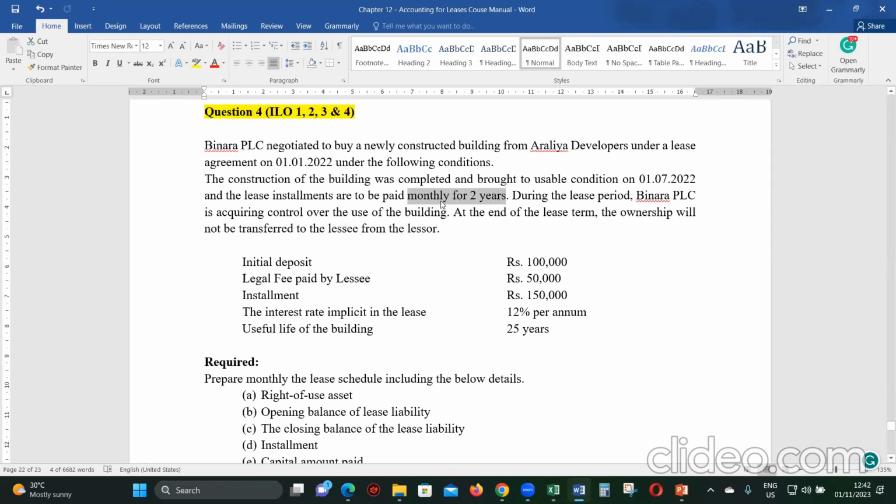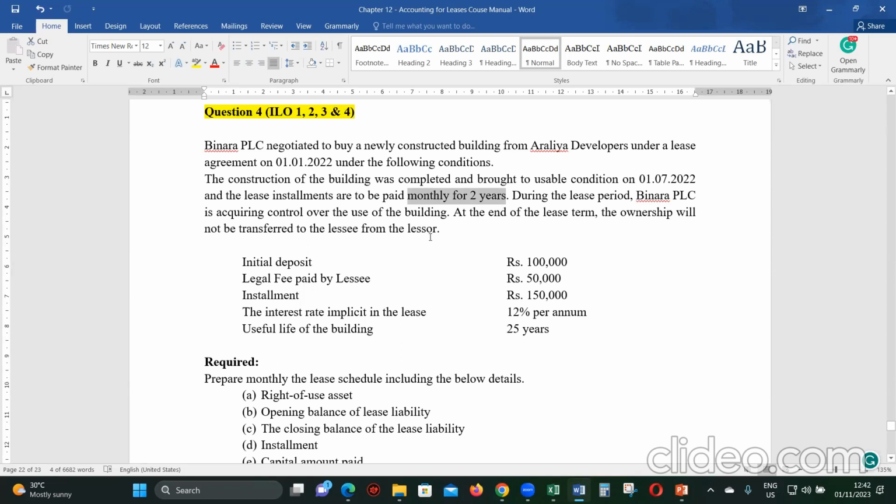Now tell me, now think about the answer. Monthly for 2 years means how many rentals? 24 rentals, right? 24 months, 24 rentals. During the lease period, Binara PLC is acquiring control over the use of the building. At the end of the lease term, the ownership will not be transferred to the lessee from the lessor.